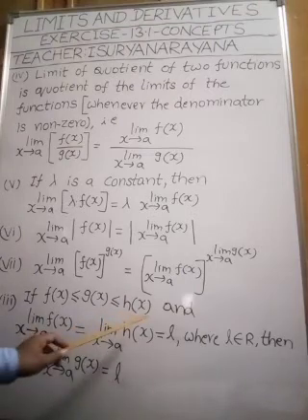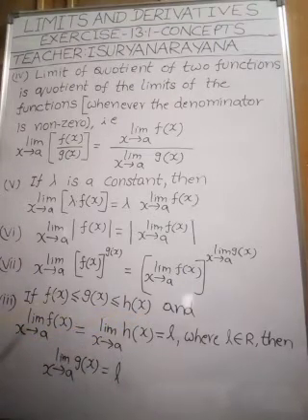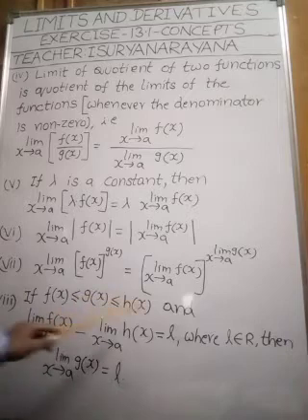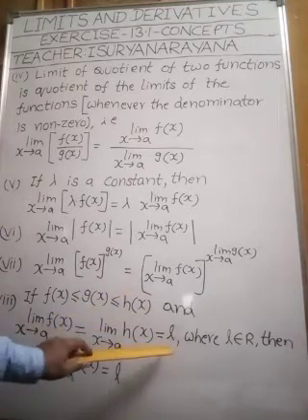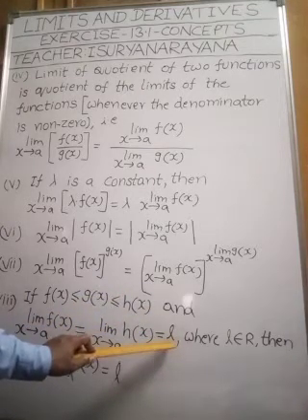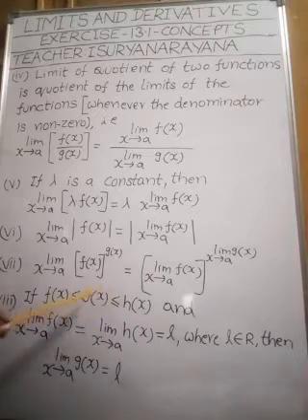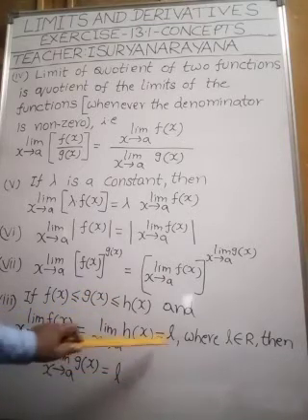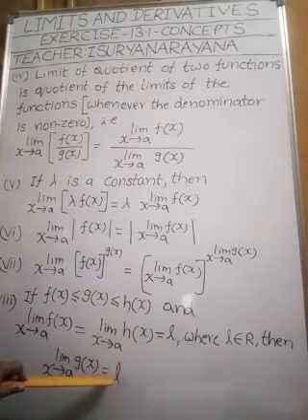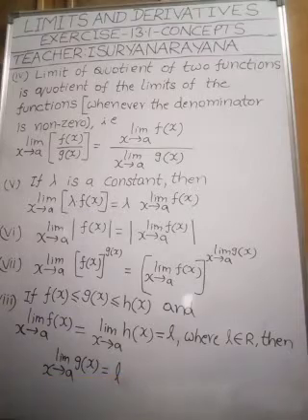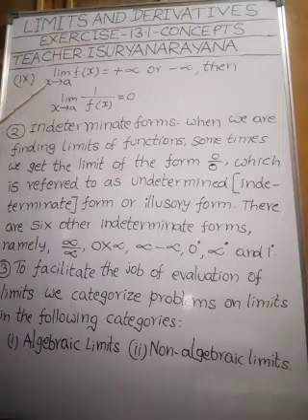If three functions are like this and the limits of these two end functions are equal to a finite real number, then the limit of the middle function is also the same finite real number. Understood this point, my dear children? Right. Now come to the next point, my dear children.